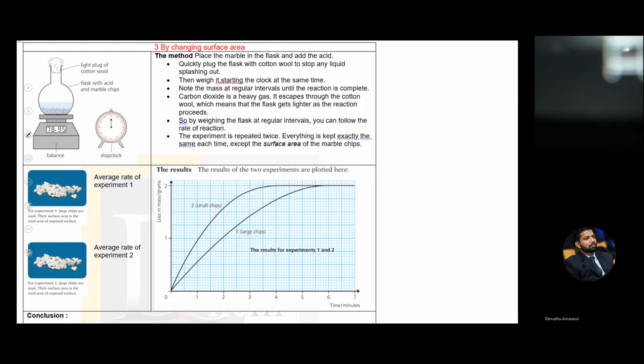Experiment 2. So experiment, please, it's a printing mistake. Right? So take it as powder. Powder. Yeah. Please cut it and write it powder. Experiment 2, small chip. So powder, small chip.